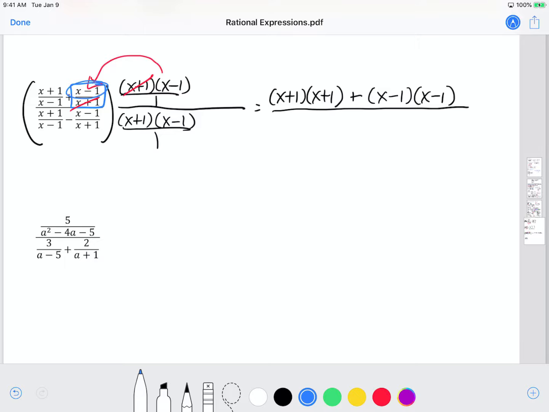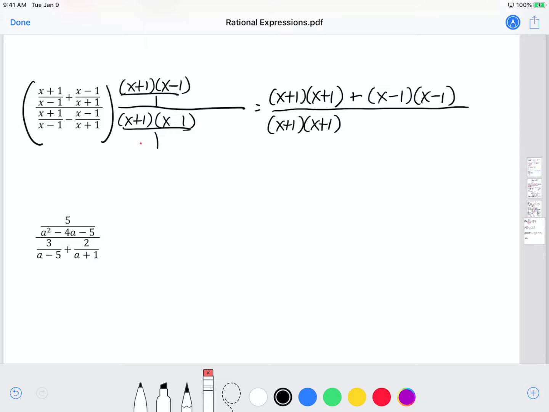This is what's left, x minus 1 and x minus 1, because I crossed off the x plus 1's. Okay, so let me erase that. Okay, now let's do the bottom. Now I'm going to take x plus 1 times x minus 1 times this mini fraction. When I do that, I have an x minus 1 on the bottom here and an x minus 1 on the top here, so I can cross those off, and I'm left with x plus 1 times x plus 1.